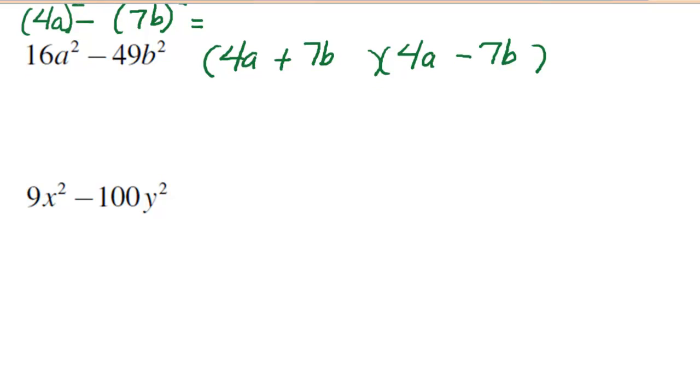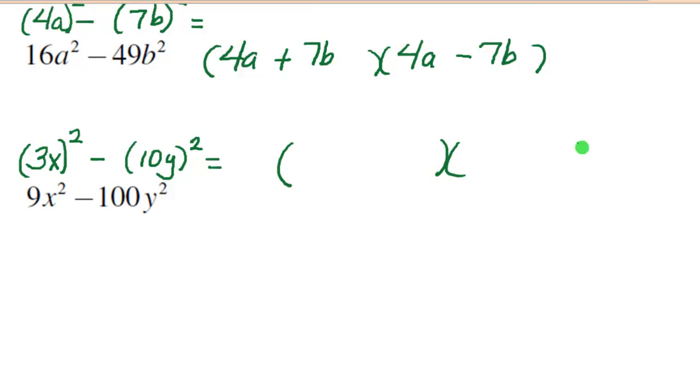Okay, and then the last one, 9x squared minus 100y squared. 9 is a perfect square, so 9x squared is 3x squared, minus, and then 100y squared, which is 10y squared. So we factor that as 3x plus 10y, 3x minus 10y.